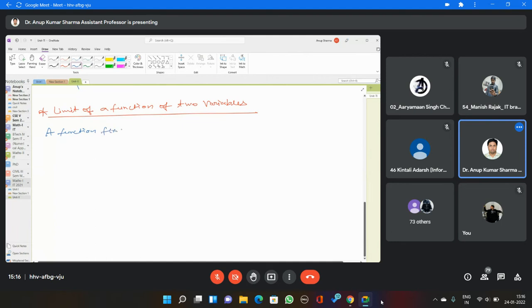A function f of x, y is said to tend to a limit L, where L is the limit, as the point (x, y) tends to the point (a, b), not (x, y). This is (a, b).